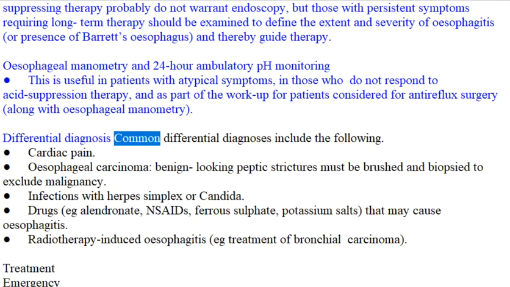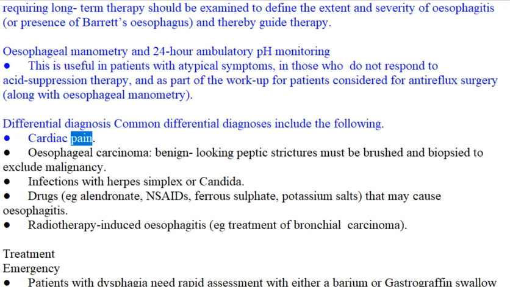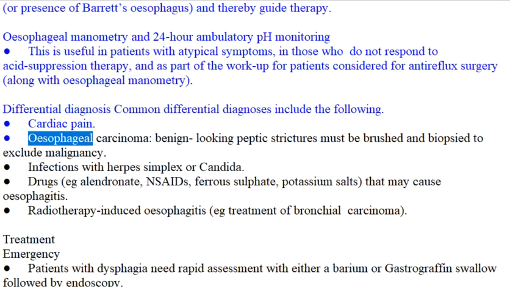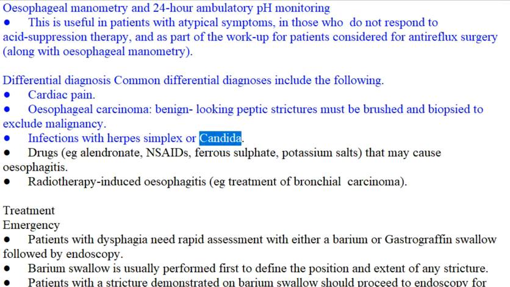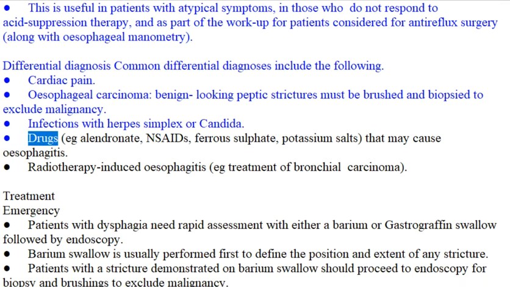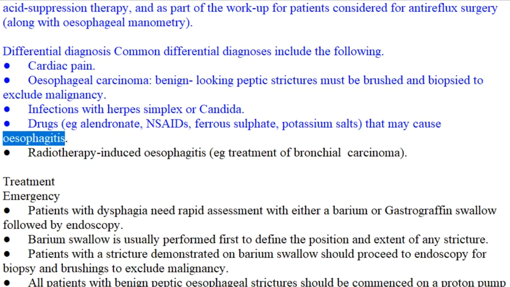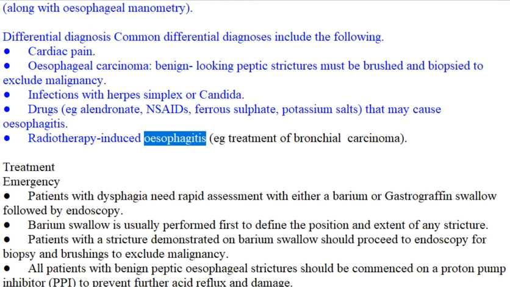Differential diagnosis. Common differential diagnoses include the following: cardiac pain, esophageal carcinoma. Benign-looking peptic strictures must be brushed and biopsied to exclude malignancy. Infections with herpes simplex or candida. Drugs, e.g. alendronate, NSAIDs, ferrous sulfate, potassium salts, that may cause esophagitis. Radiotherapy-induced esophagitis, e.g. treatment of bronchial carcinoma.